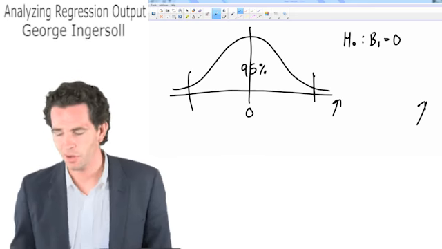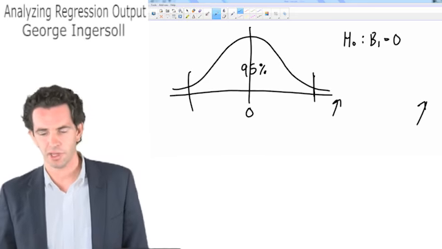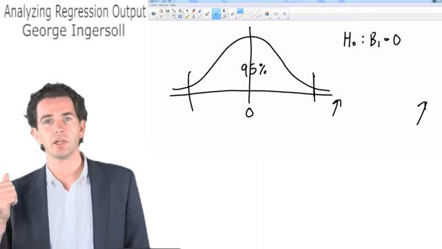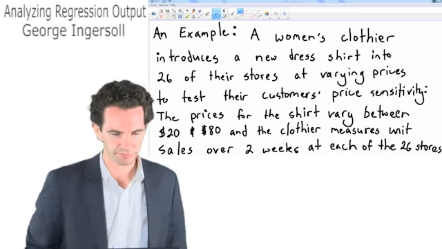But if we're out here, or somewhere out here, or heck, even out here, that's not really an arrow. But if we're out there, then we can say, yeah, sure, with more than 95% confidence, we can reject the null hypothesis, and we can go ahead and use this regression. All right, now let's look at an example.